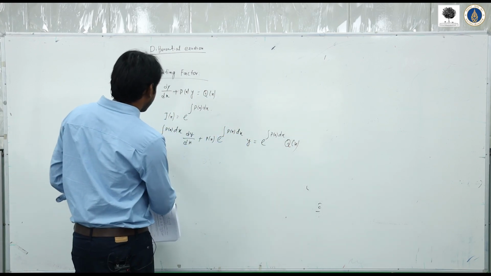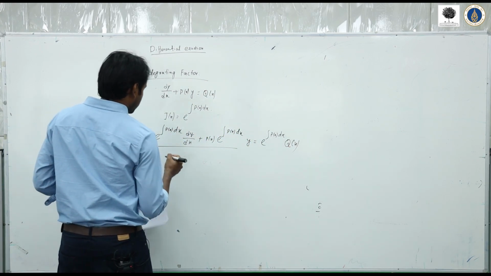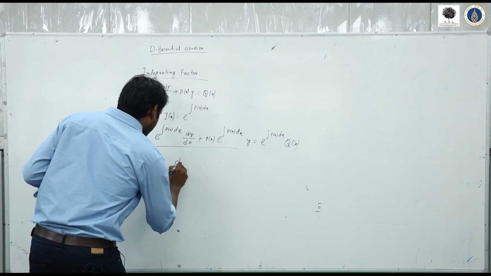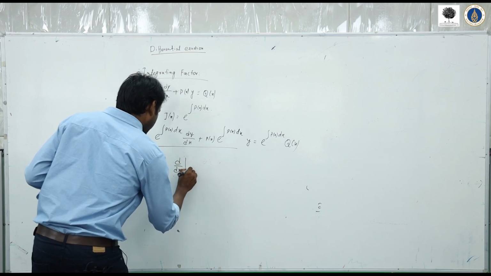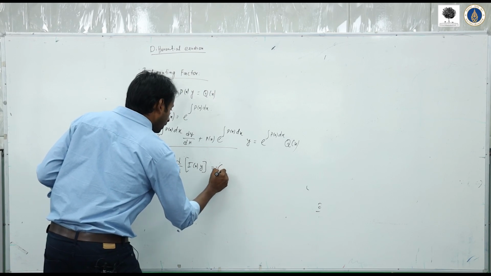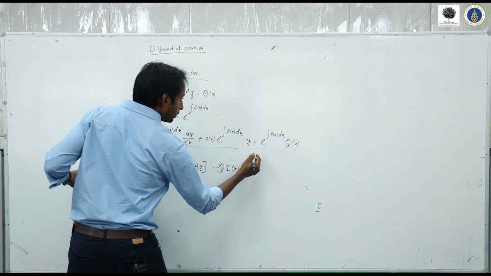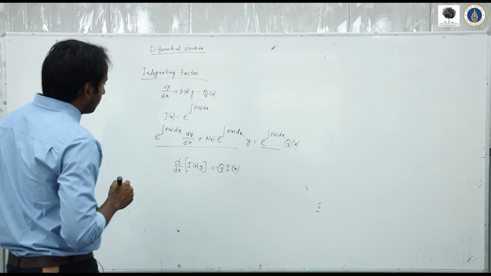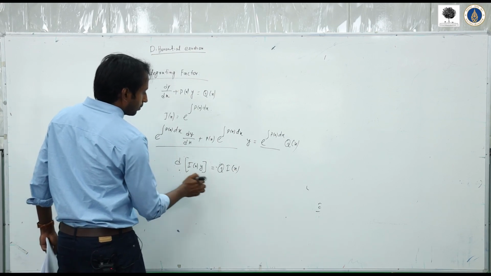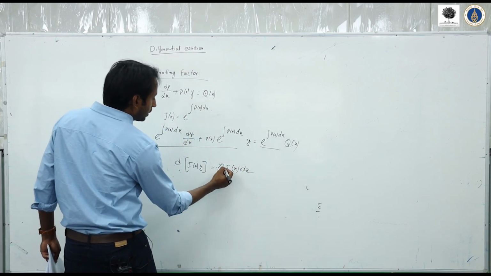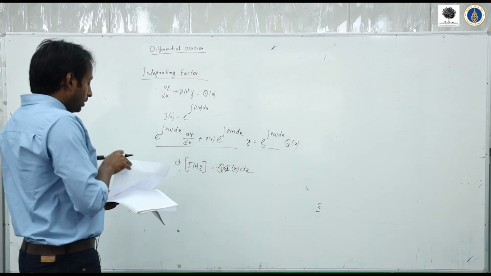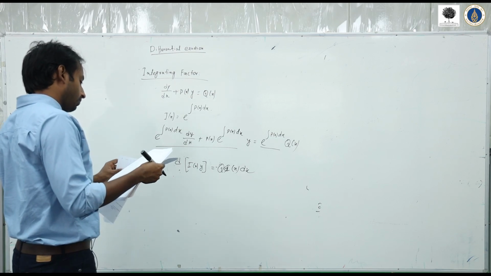So if this one is this and this is I(x), you can write this equation as d/dx of I(x) into y equal to q into I(x), because this is your I(x), the integrating factor. Now you take this dx to this side. q is also a function of x, so you can solve this differential equation easily. So let us have an example for this.